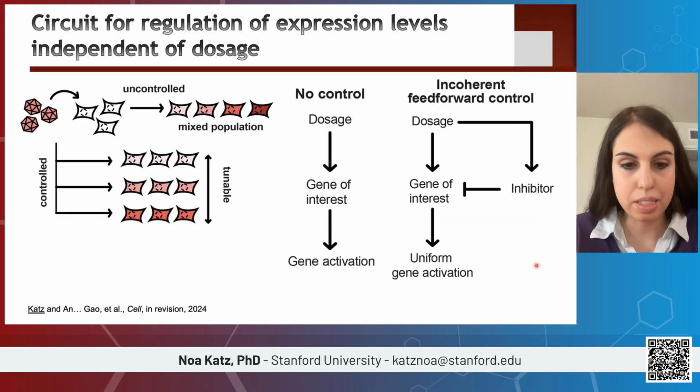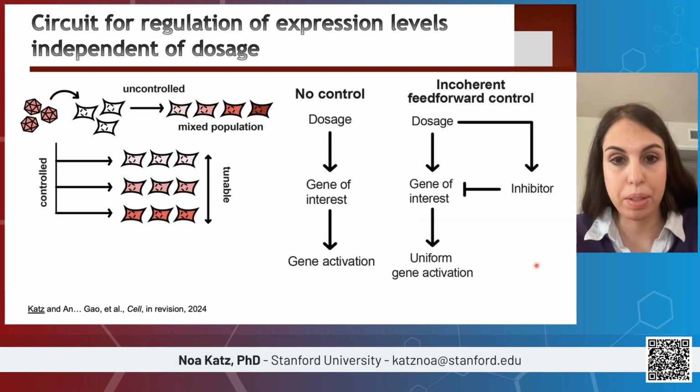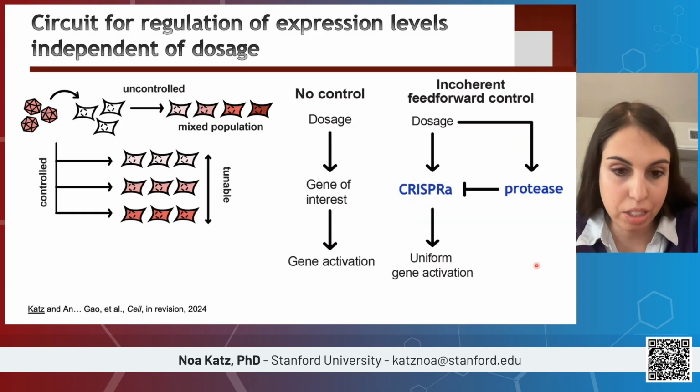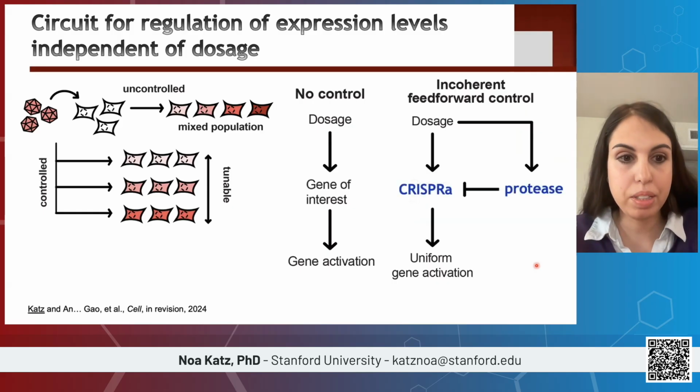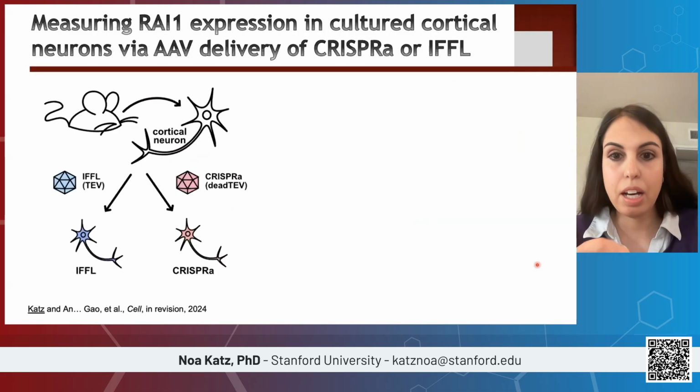And so what happens is that a cell that gets a high dosage will get a lot of the gene, but it will also get a high amount of the inhibitor. And these two will cancel each other out, and you will have uniform gene activation in all cells. And here we use the CRISPR activation as the activation arm, and the protease that can deactivate it as the inhibitory arm. And now I will show you 2 data sets.